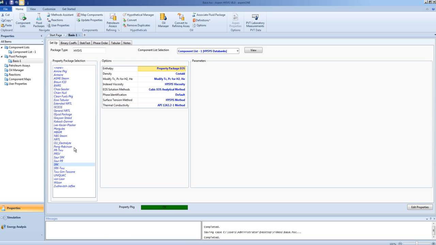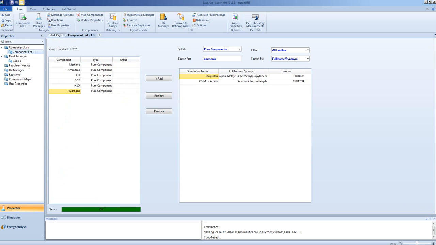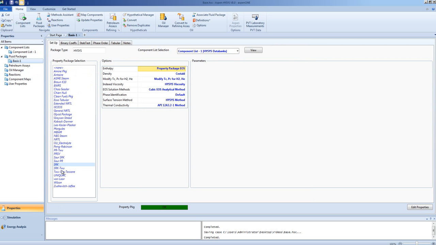Good morning. In this video we're going to be looking at a simple unit operation, which is a pump. For this video we will be using a component list that consists of methane, ammonia, carbon monoxide, carbon dioxide, water, hydrogen. The basis we'll be using is the SRK package. That is because primarily the water ammonia mixture requires the SRK package to predict its properties properly.